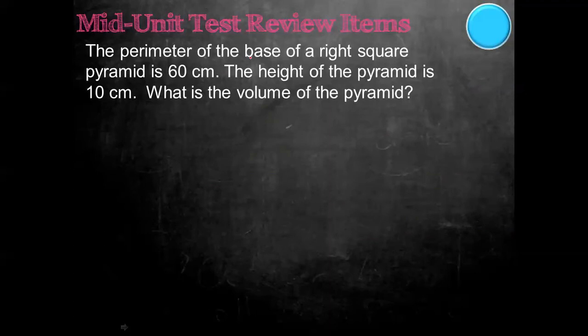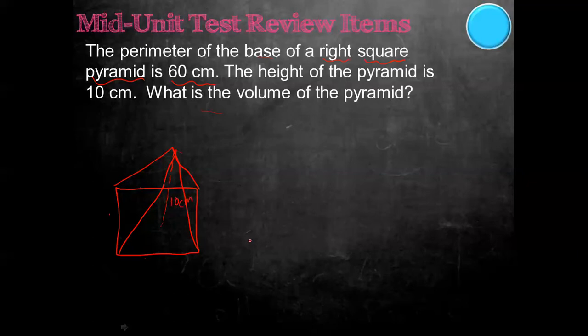Okay, this says the perimeter of the base of a right square pyramid is 60 centimeters. Okay, so let's draw a picture here. We have a square. We know the perimeter is 60 centimeters. All right, here's my pyramid. The height of the pyramid, okay, that's the altitude, right? The line that goes straight down here. The altitude is 10 centimeters.